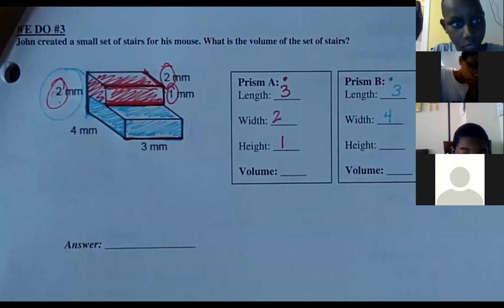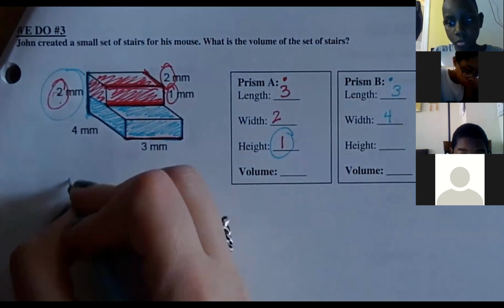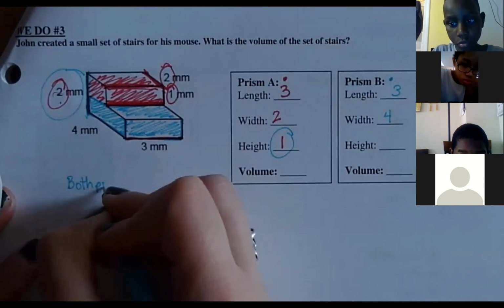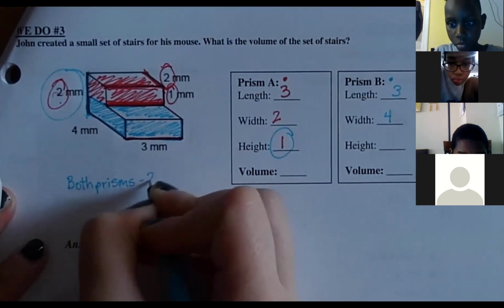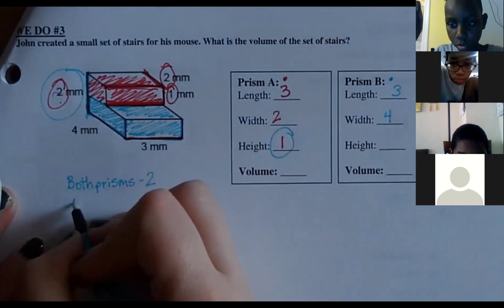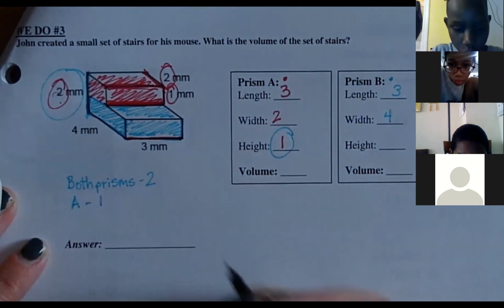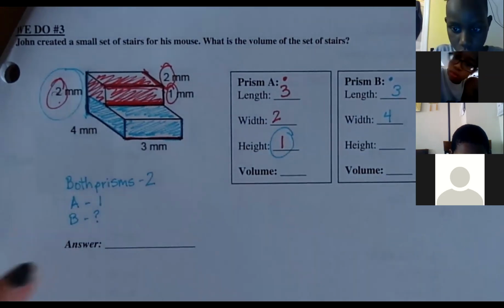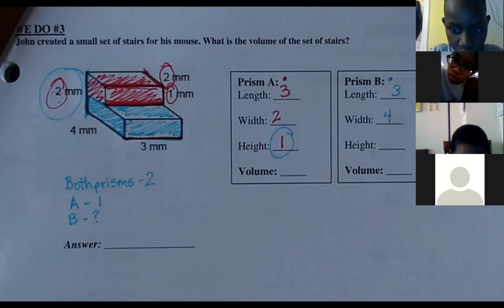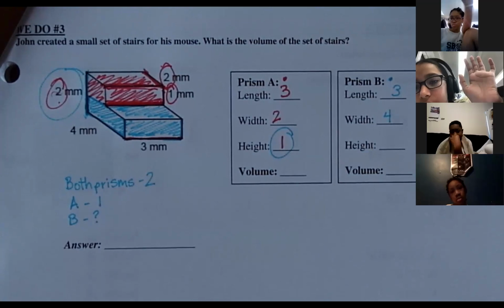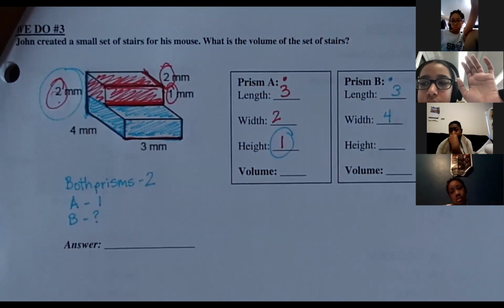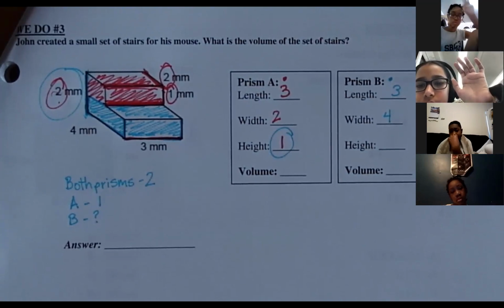So now that we know what the height of both prisms is, we can think about the height of prism A. If I know the height of both prisms is 2, and the height of prism A is 1, how could I figure out prism B? Kareem?